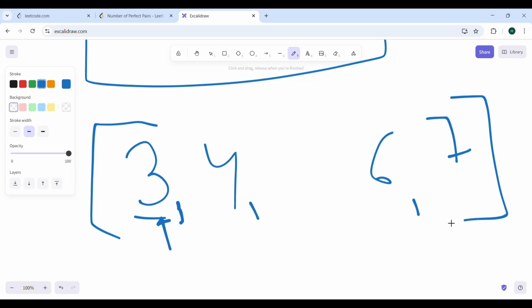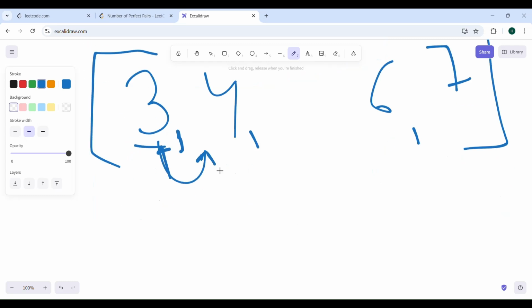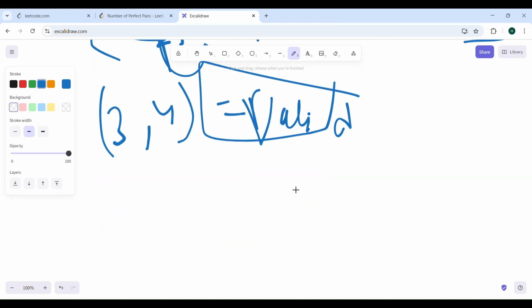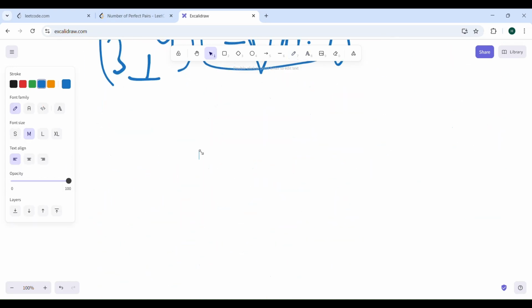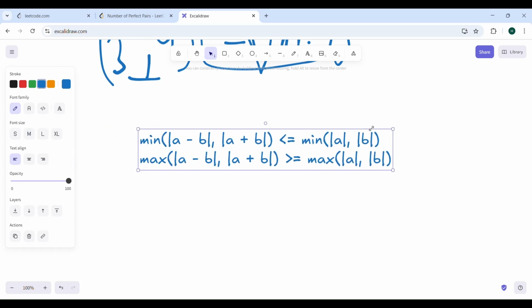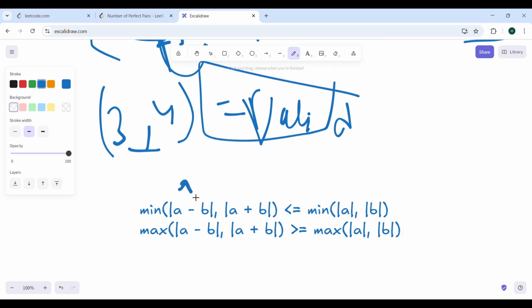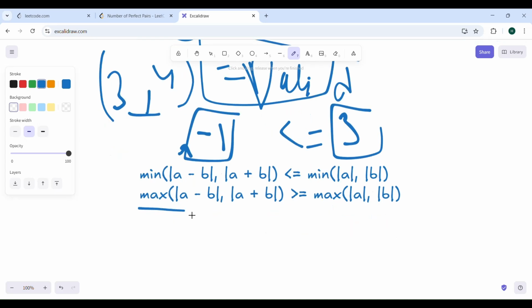If you calculate the value for 3 comma 4, if the values are 3 and 4, you will get this as a valid pair. Why will you get it as a valid pair? 3 minus 4 will give you, on the left hand side, let me again paste that equation. So on the left hand side, the minimum will be 3 minus 4, that will give me minus 1, and on the right hand side it will be 3. So this is valid. And the maximum of 3 plus 4 is greater than or equal to our absolute value of this.